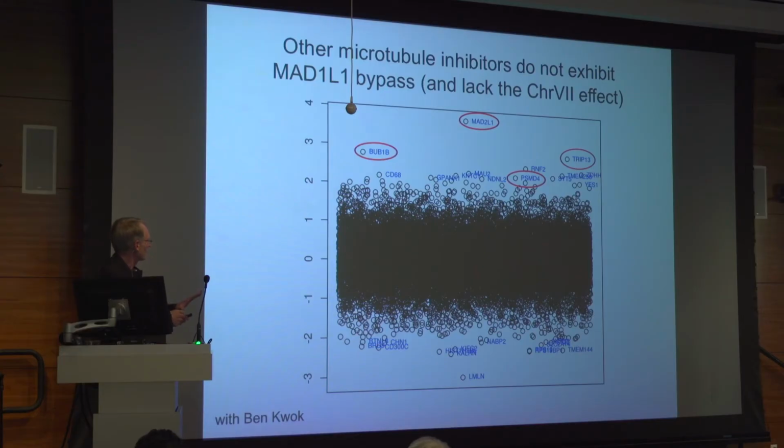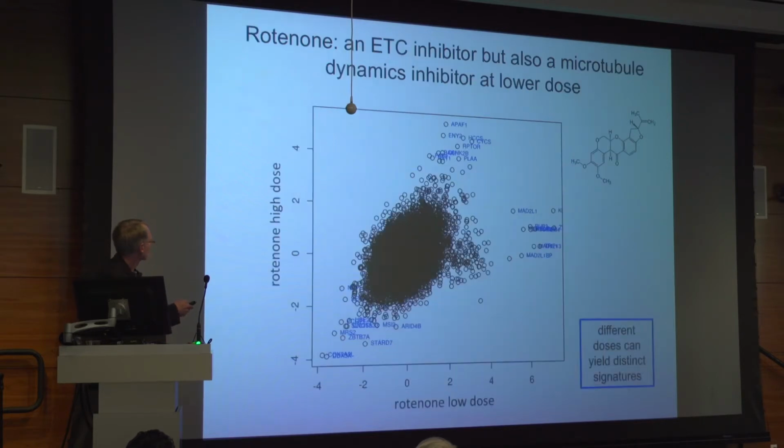And one of the points I want to make is that different drugs, even if they're hitting the same target, can respond very differently. This is another microtubule poison. I forgot to write down the name on the slide. I can't remember which one it is. But what you can notice immediately is that it doesn't have that chromosome 7 column, yet it still hits most of the spindle checkpoint.